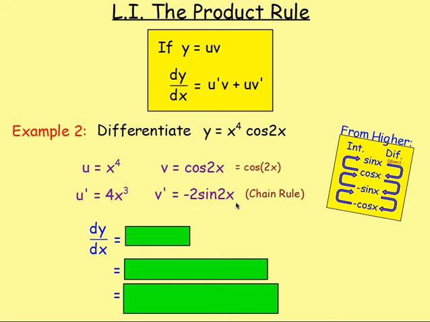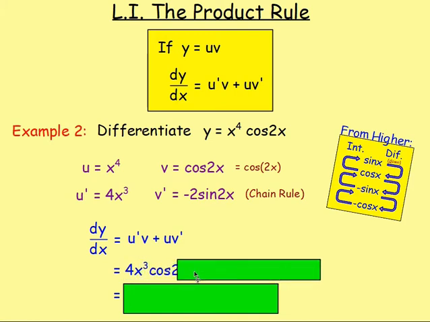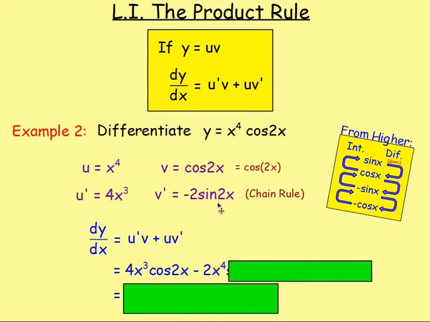After that, to work out dy by dx, it's u dash v plus uv dash. So let's sub in some values. u dash times v is going to be 4x cubed times cos 2x. Add on u times v dash, which is going to be x to the power of 4 times negative 2 sine 2x. Because we're going to multiply and get a negative, let's just write in the negative here. After that, let's put any numbers first. So I suppose we've got the 2. After that, x to the power of 4, and we've also got the sine 2x. So u times v dash will give us negative 2 x to the power of 4 and then sine 2x.